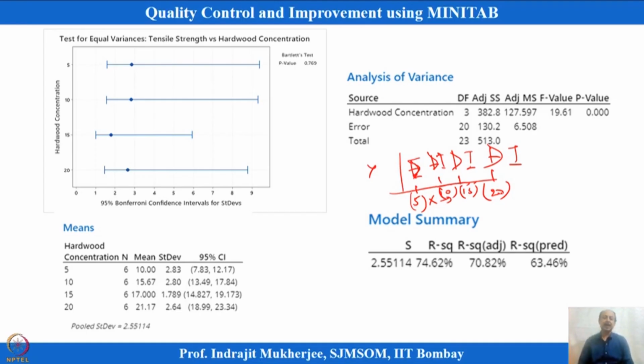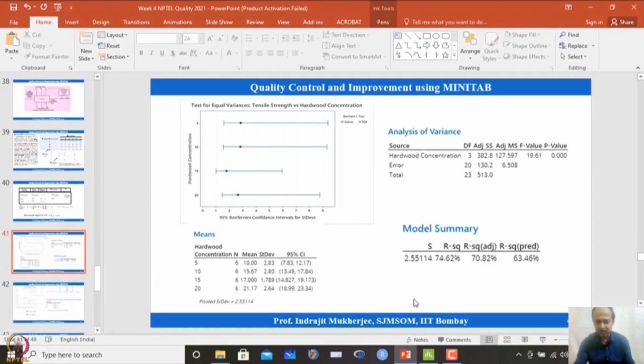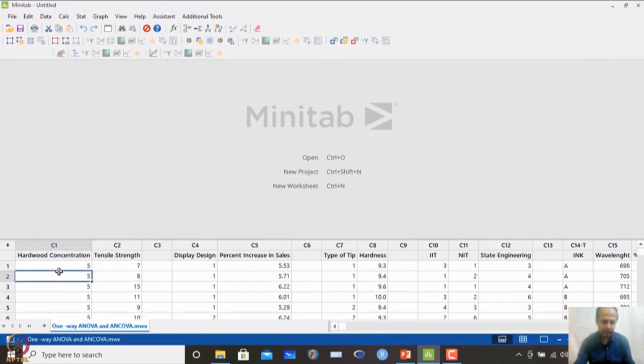15, 20, and if they are assumed to be normally distributed, in that case we will assume that and go ahead with the test, and if it is not true, then we will go ahead with a different test, which is known as the Welch test, and that is also possible in MINITAB. So, what we will do is first we will open MINITAB and try to analyze this data set, which is the hardwood concentration, and then we will see how to analyze the ANOVA and how to interpret the ANOVA analysis.